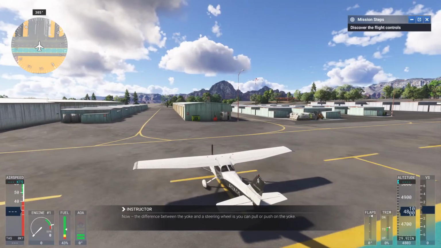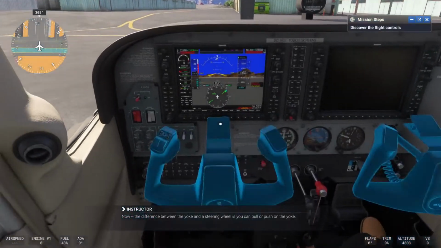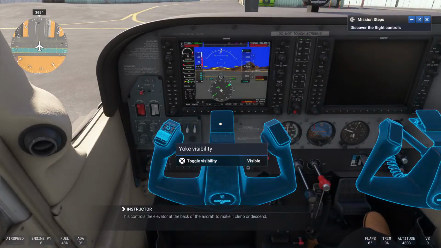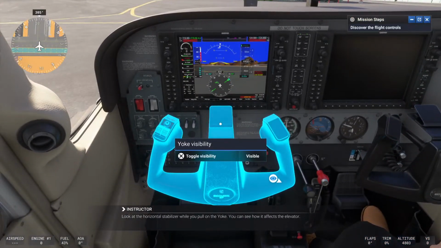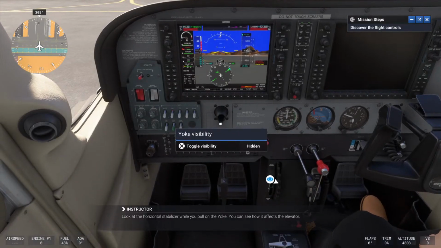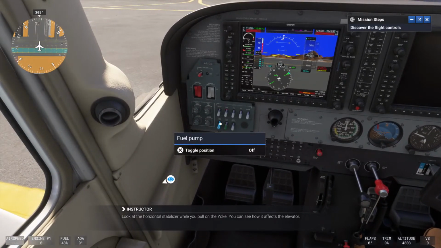Now, the difference between the yoke and a steering wheel is you can pull or push on the yoke. This controls the elevator at the back of the aircraft to make it climb or descend. Look at the horizontal stabilizer. While you pull on the yoke, you can see how it affects the elevator.